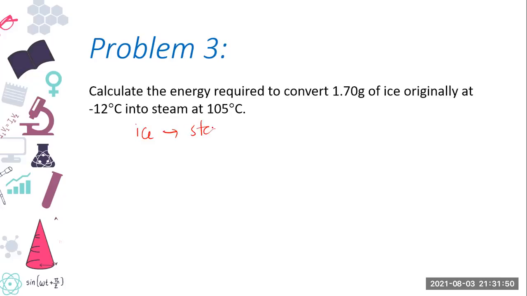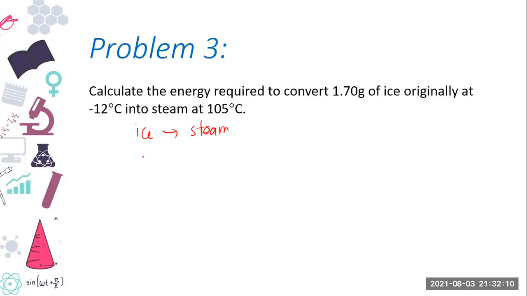And as I've said during our discussion, ice to steam doesn't automatically become steam, and it has to go through different stages. And when there are changes in temperature, you will be using the MC delta T formula, and when there are phase changes, you have to use HF or HV.